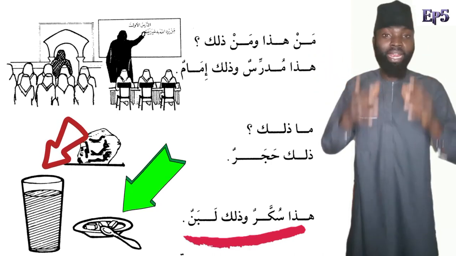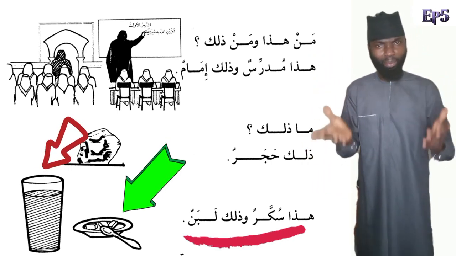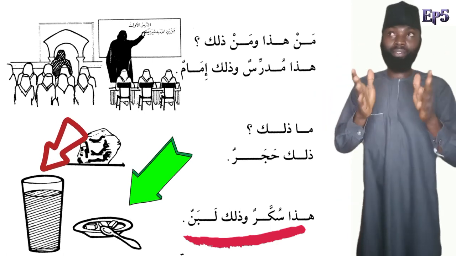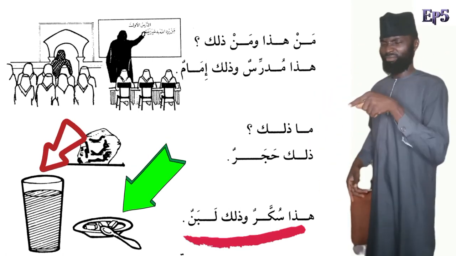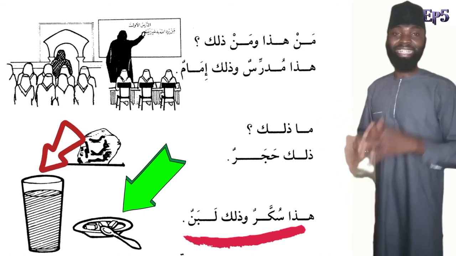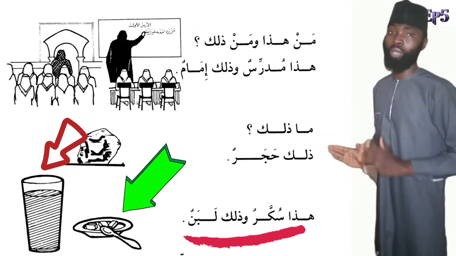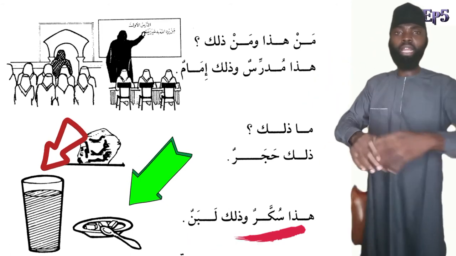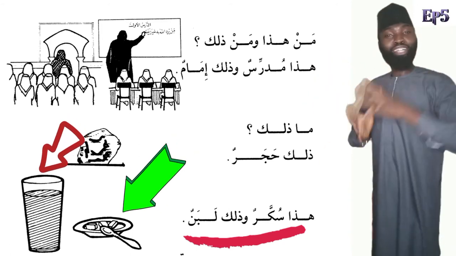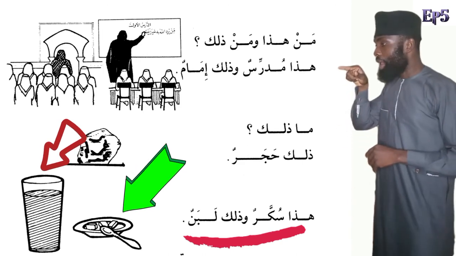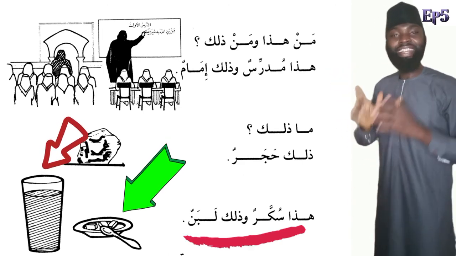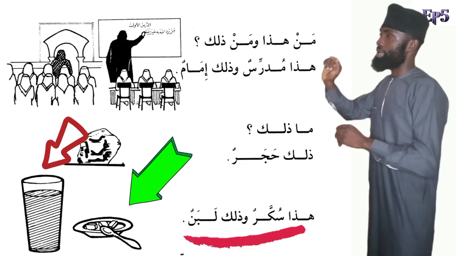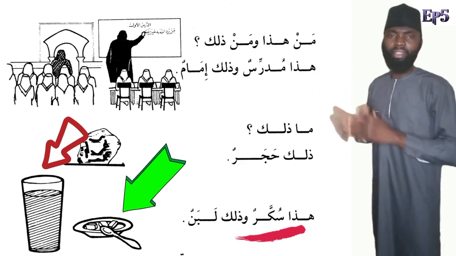For someone who wants to drink milk, and is looking for both sugar and milk, you can just direct him and say, hadha sukkarun. This is a sugar. You can take from this sugar. Wa dhalika labanun. And that is the milk. So join them together. MashaAllah. So we have hadha sukkarun. This is a sugar. Wa dhalika labanun. And that is the milk.